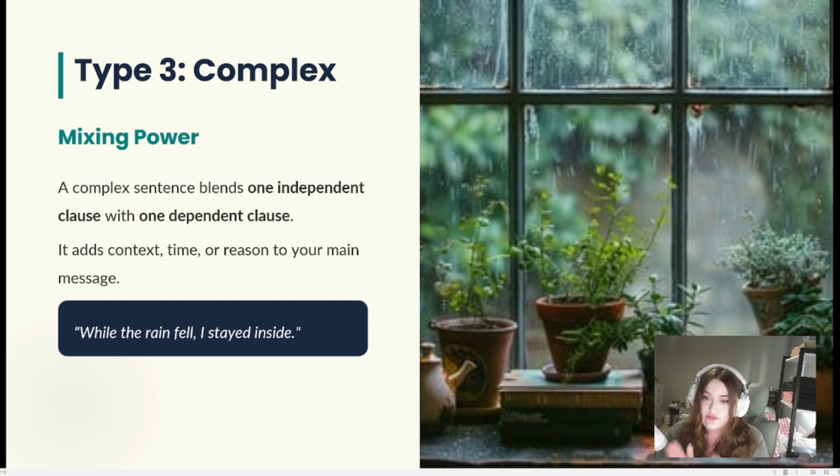If we wanted to, we could cut that out and have that as a single, simple sentence. But it's joined to while the rain fell. We can't do that with while the rain fell because it doesn't make sense by itself. We're expecting additional information and we get that with the I stayed inside.